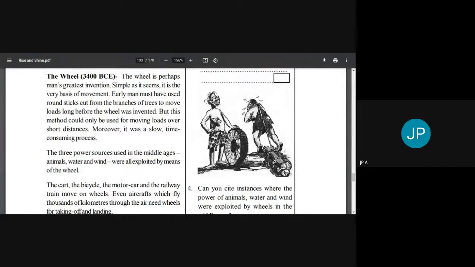Okay, the next person. Number 3, Aishwarya MS.